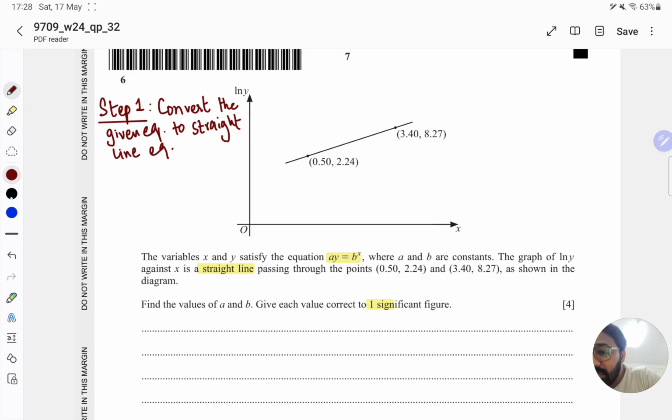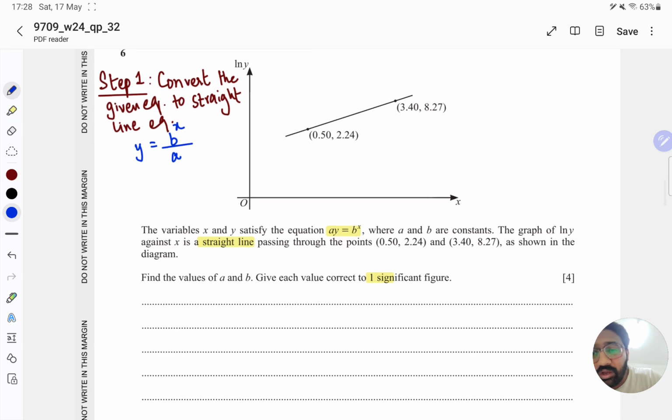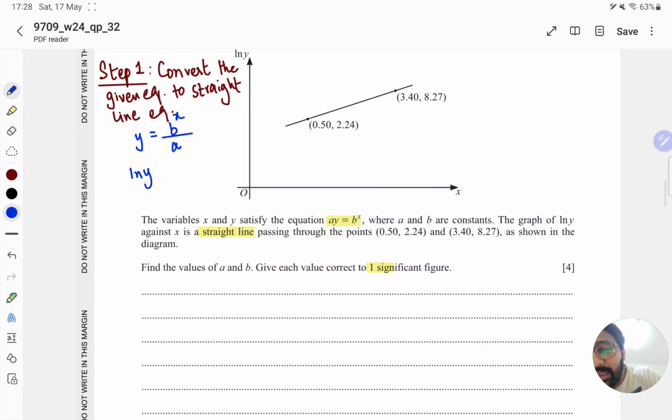Now we have been given this equation ay equals b power x. So I'll make y the subject, because y equals mx plus c. So it will be y equals b power x divided by a. Now I'll take log on both sides. It will become ln y equals ln of b power x over a.